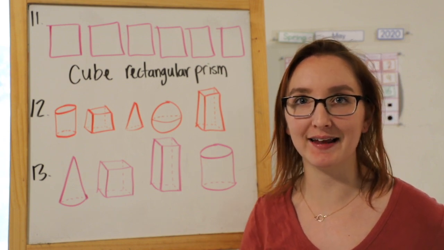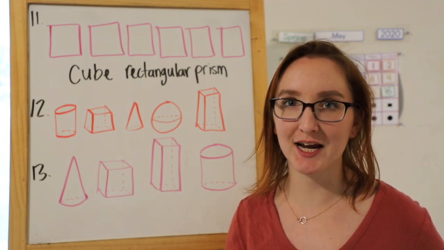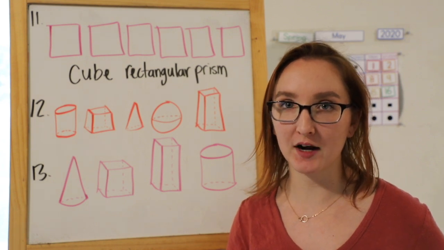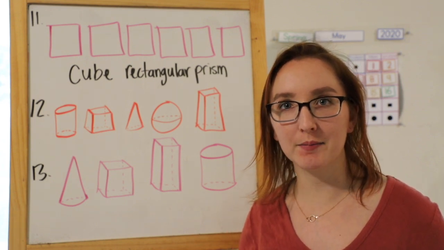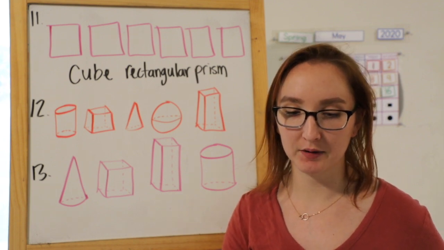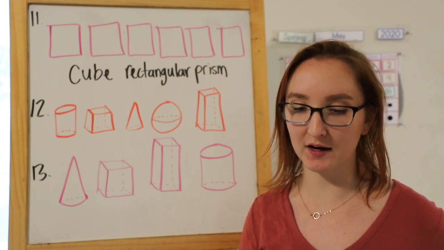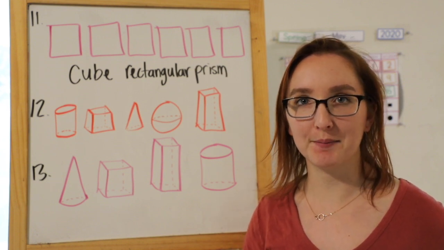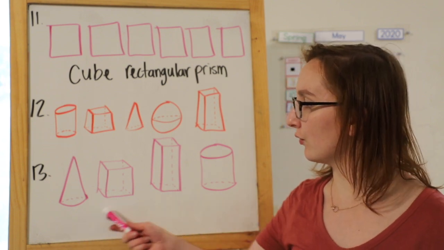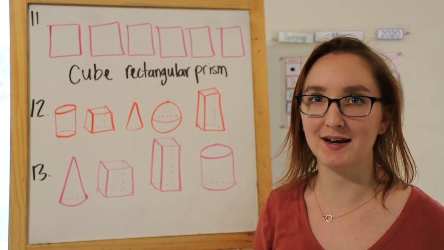Number 14 is a little riddle. It says, I am a three-dimensional shape. More than 2 of my faces are squares. What shape am I? You have little circles underneath each one. Circle or fill in the circle of the one that it belongs to. Which one is that riddle?